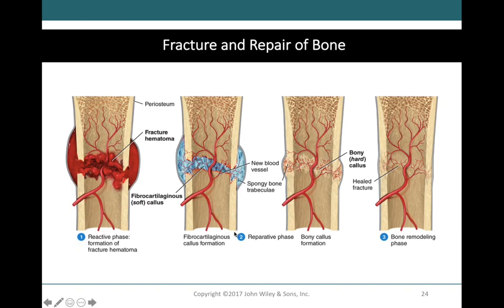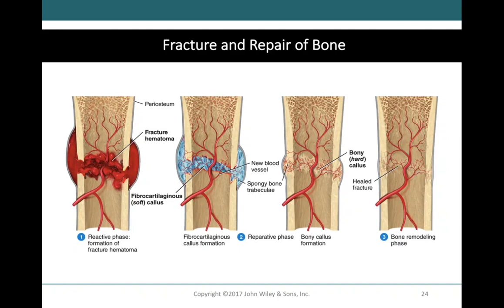Now remember, the reparative phase is made up of the fibrocartilaginous callus formation and the bony callus formation, 2 subphases within this same phase. So we could also call the fibrocartilaginous callus formation the soft callus formation, and we can call the bony callus formation the hard callus formation. So after a few weeks, blood vessels are going to grow back into the fracture hematoma, and those phagocytes are going to start cleaning up dead bone cells. We'll also have fibroblasts that are migrating to this area, and those are going to produce collagen fibers, which is the major component of our soft callus.